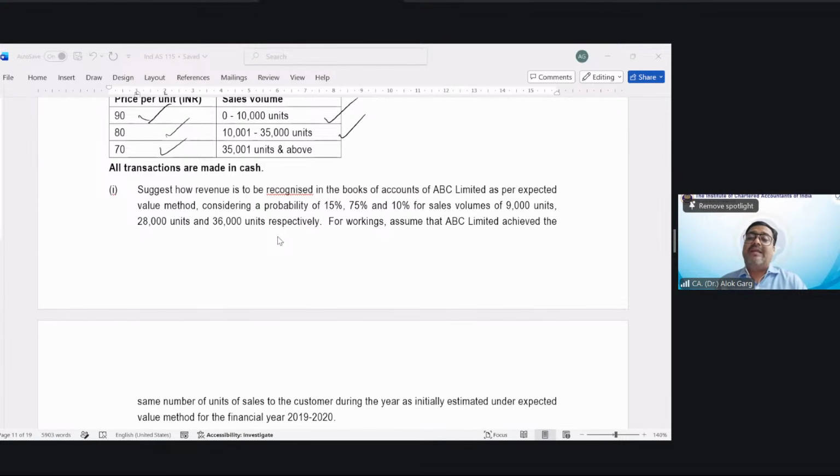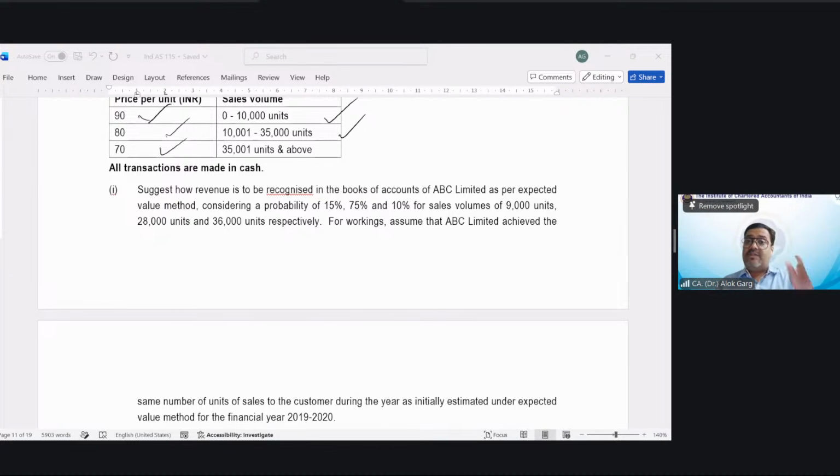And what is the most likely approach? It's a binary outcome. Either it will happen or it will not happen, right? Yes or no answer. So there are two approaches, the expected value approach and the most likely approach. Let's solve this question, okay, friends.